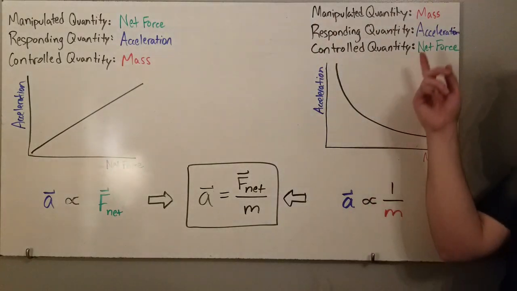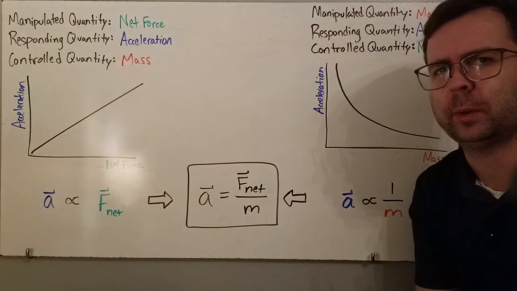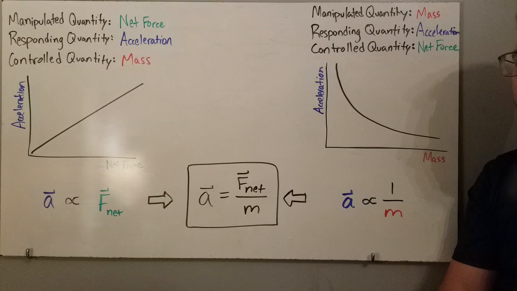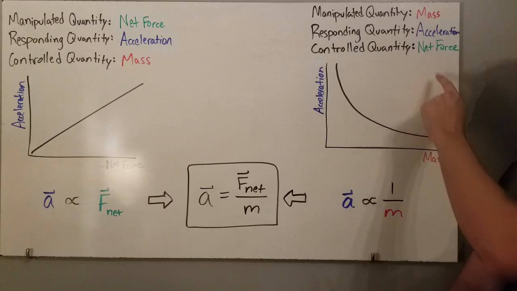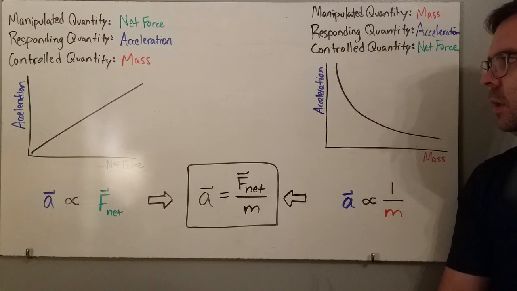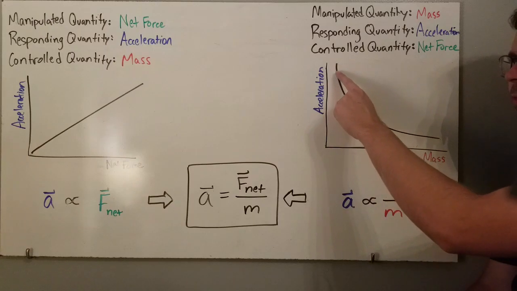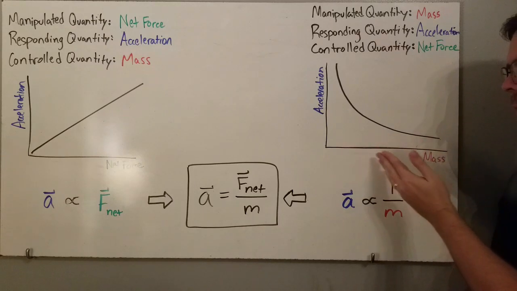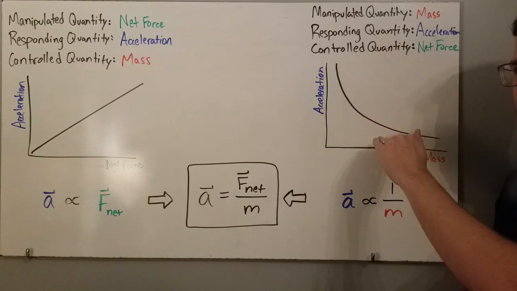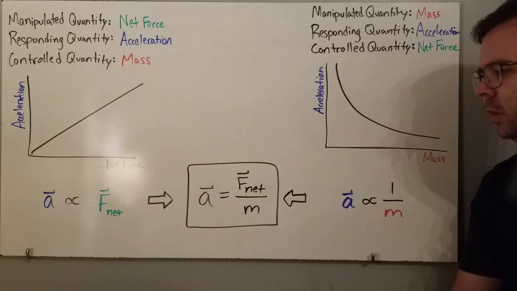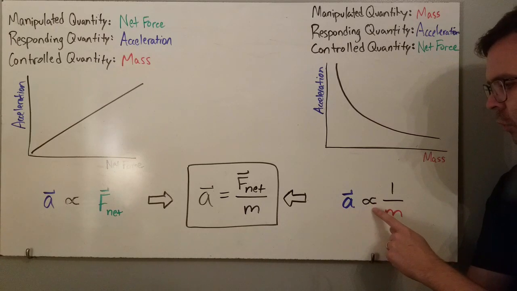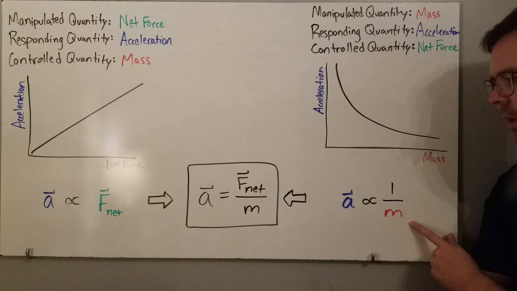On the other hand, if we wanted to find the relationship between mass and acceleration, we manipulate the mass of an object. We can make it heavier and heavier, and then see how that affects the acceleration, while we keep the same amount of net force applied to the object. As we do that, you notice that the acceleration gets less and less as we increase the mass. So as the mass goes up, the acceleration goes down. The specific mathematical relationship for this is inversely proportional. So the acceleration is proportional to the inverse of the mass.